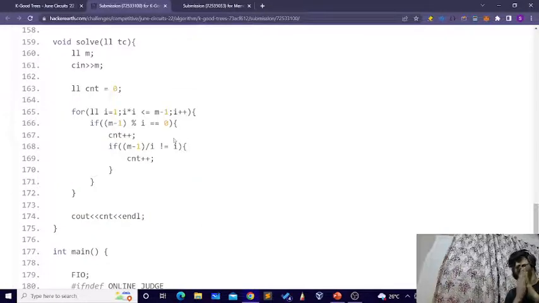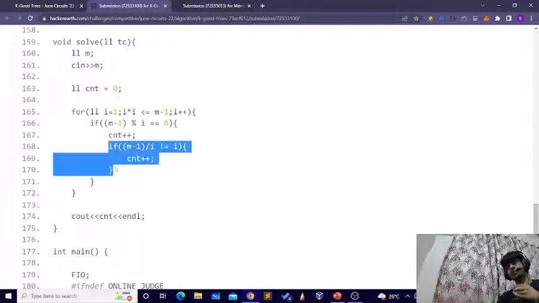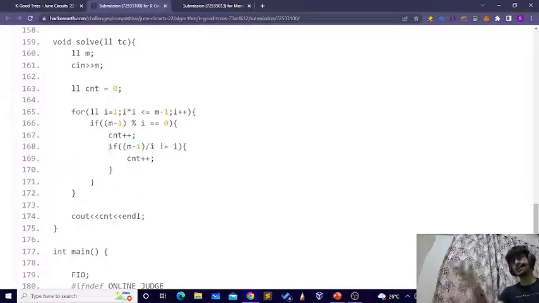For example, I want to find the number of divisors of a number n. You traverse till root n and count, and you also keep a check on the other side of root n, because those will also be counted. For example, 3 into 4 is 12, but we are only traversing 3, and we add 4 also. It's a very frequently used algorithm, so just read it.